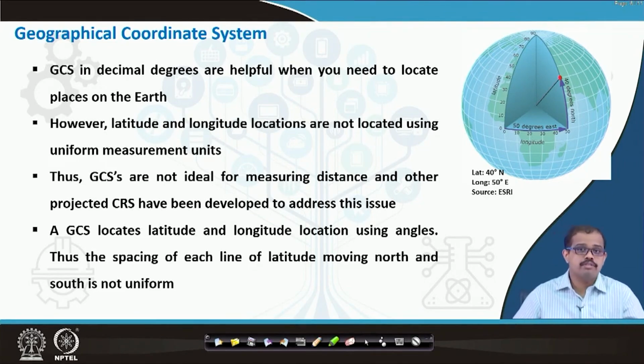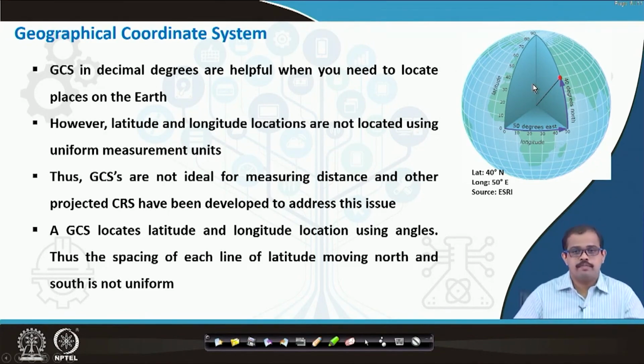But if you have to use the measurement system, then use a projected coordinate system. The GCS locates latitude, longitude location using angles. Thus, the spacing of each line of latitude moving north and south is not quite uniform, which you can look at here. Okay.